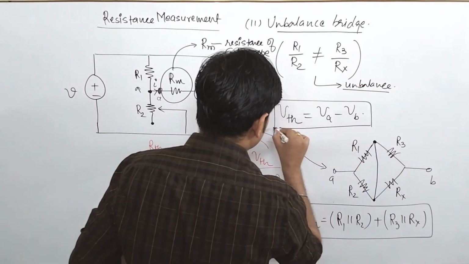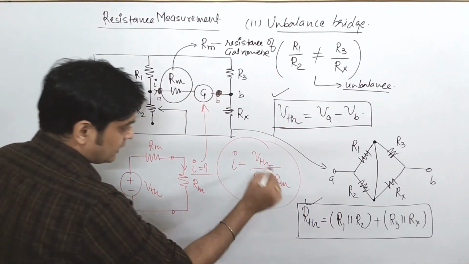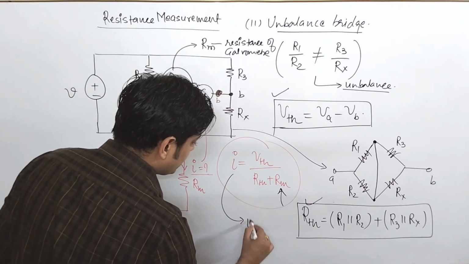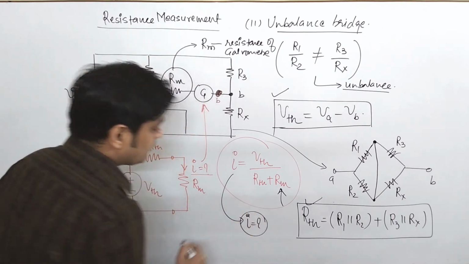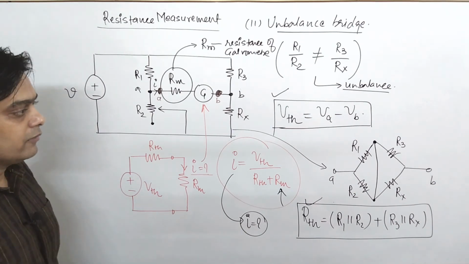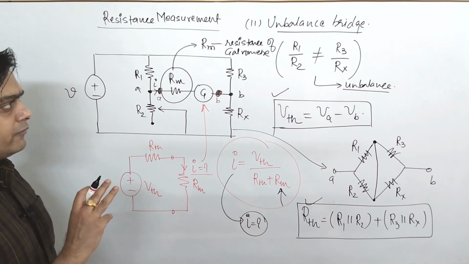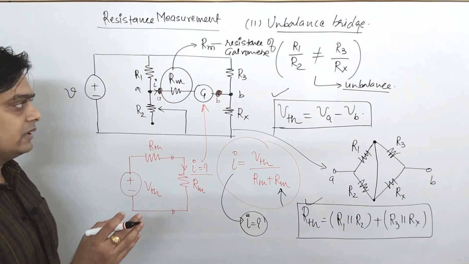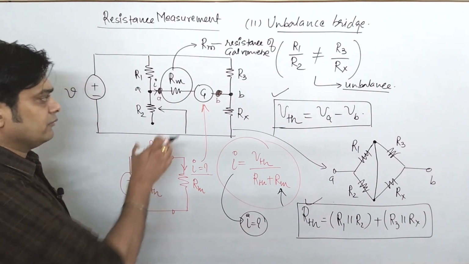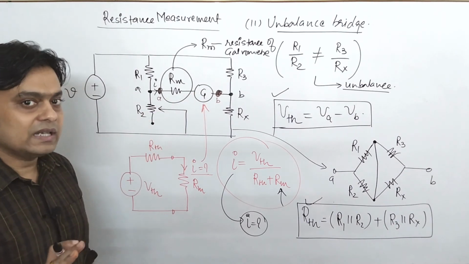So you have found the value of VTH, you have found the value of RTH, and just by putting these values here, because you know the value of Rm, one can easily find the value of current I in such a type of network. So we have studied two types of conditions, balanced and unbalanced. It means when the bridge is balanced and when the bridge is unbalanced. When the bridge is balanced, it is very simple: you have to find the value of VA and VB. There you do not apply any VTH.